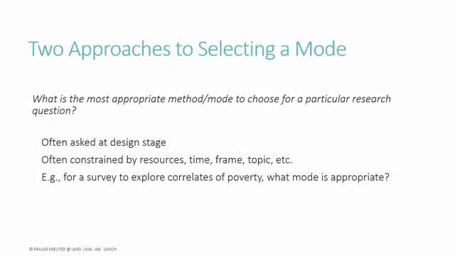But the two approaches that you can keep in mind when selecting a mode is: what's the appropriate method to choose is often, or should be, asked at the design stage. So as I said, and what's the theme of this module? You have the research question at the very beginning. You try to get all the relevant target information. You decide on what are the specific variables that I need based on your analysis plan.